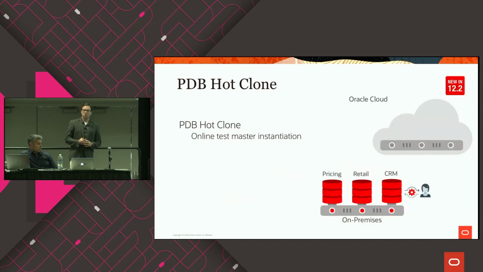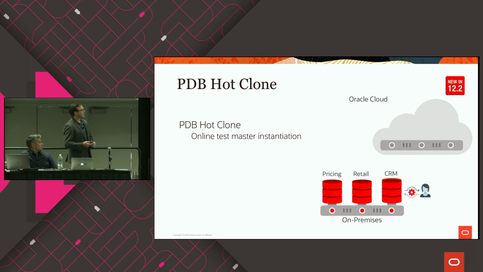Now, what is PDB Hot Clone? As the name indicates, it's a way to clone a PDB that is residing, in my example here, on premises in a CDB that has 3 PDBs, online, or in a way that you do not interrupt your application. So the example here assumes you have 3 PDBs, pricing, retail, and CRM, and the intention is to move the CRM PDB to a test and dev system. So instead of moving it, what we want to do is clone it to a test system. In my example here, that test system is in the cloud. It could be on another system, anywhere you want.